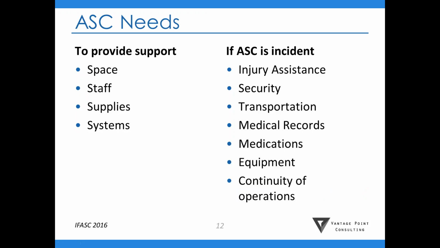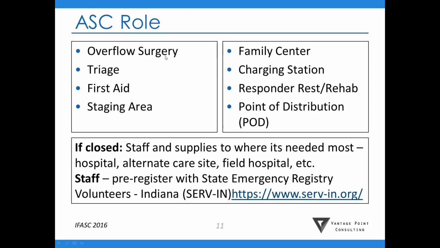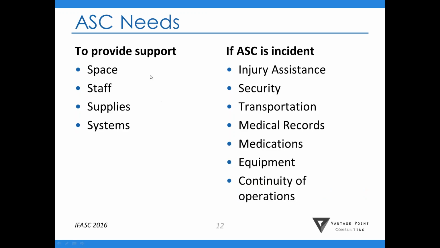Next, I want to talk about what you need in order to help with this, or if the surgery center is the incident, how that can affect you. So if you are going to provide some of those things we just talked about as far as triage or staging or point of distribution, these are some of the things that you're going to need to develop plans for within your coalition and work with your healthcare partners to make sure that if you're utilized, the coalition is supporting you to be able to accomplish that.